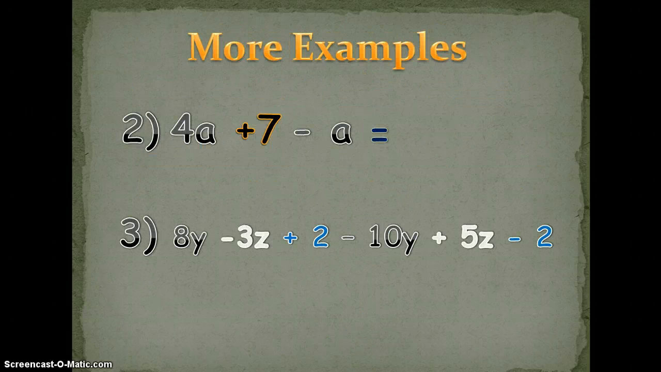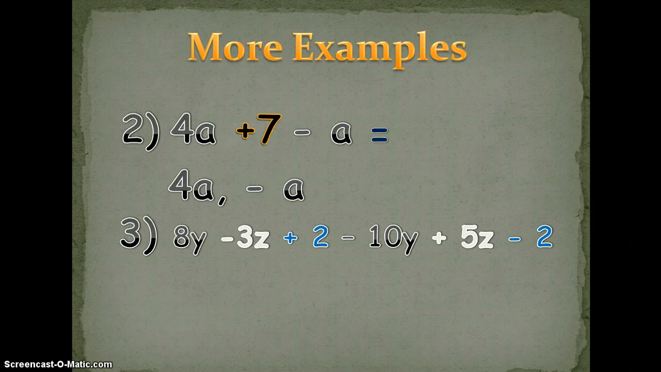Alright, so now what we want to do is go ahead and combine our like terms. And how you do that is, first of all, you have to find what your like terms are. So I want you right now to write down the like terms for number 2. Hopefully you came up with 4a and negative a. With the a's, we have the same variable. They're both raised to the first power. So the variable and the exponents are the same, so these are considered like terms.